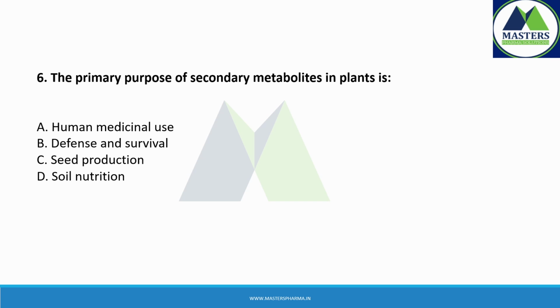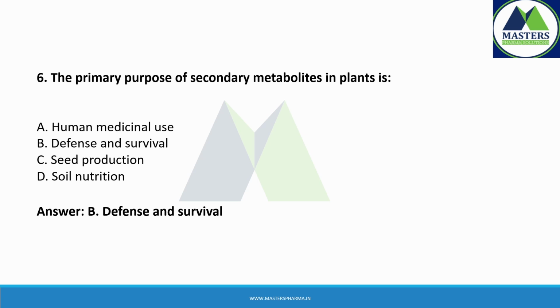The next question. The primary purpose of secondary metabolites in plants is: human medicinal use, defense and survival, seed production, or soil nutrition. The correct option is option B, defense and survival.